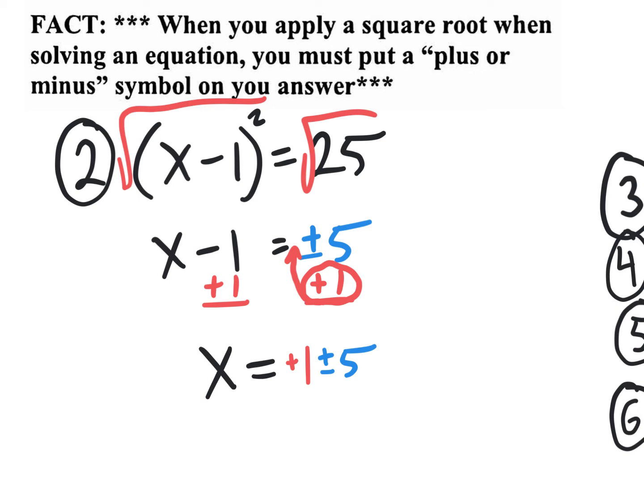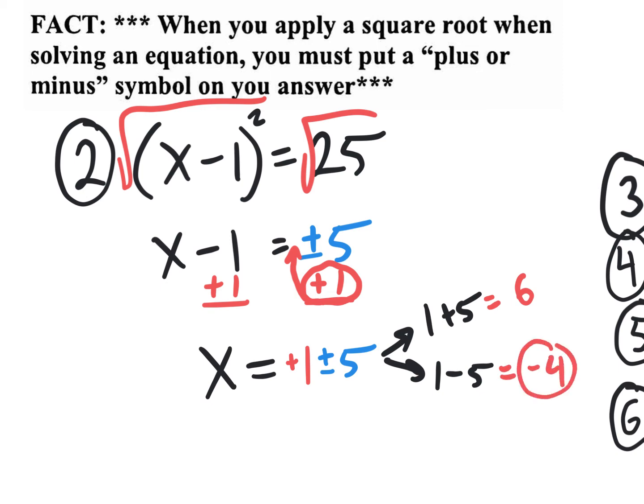So this actually gives you 2 answers. It looks weird, but it actually represents this, positive 1 plus 5, and it also represents positive 1 minus 5. So what are your 2 answers? It's going to be a 6 and a negative 4. Those are your two answers.